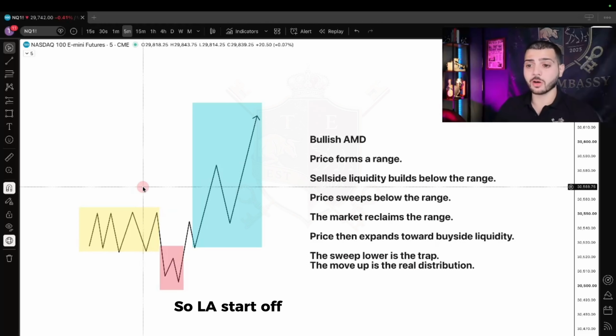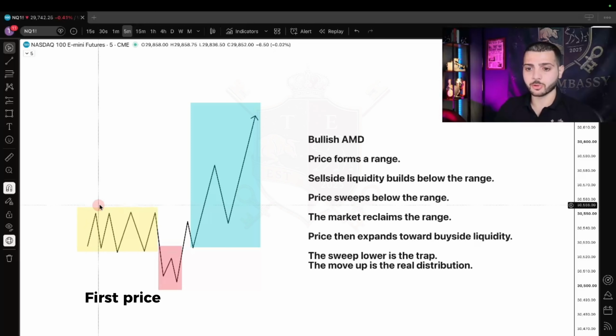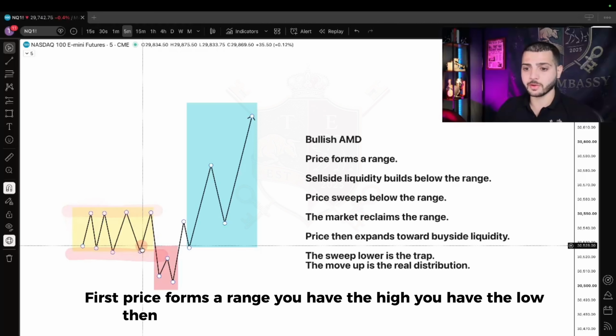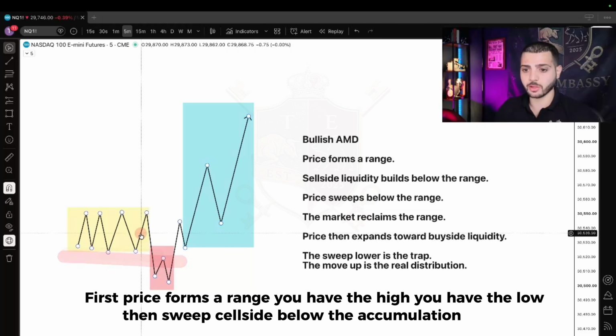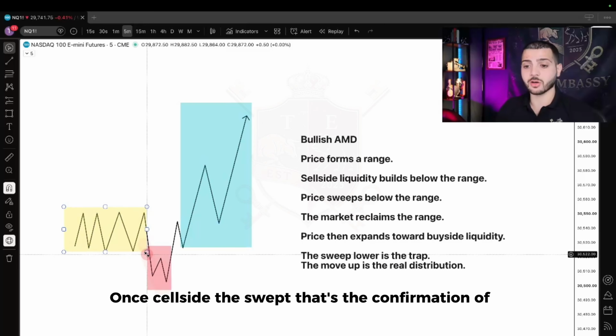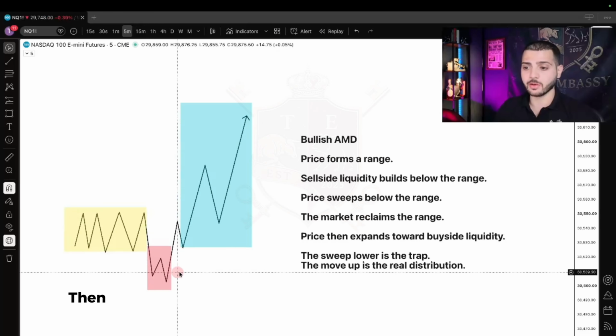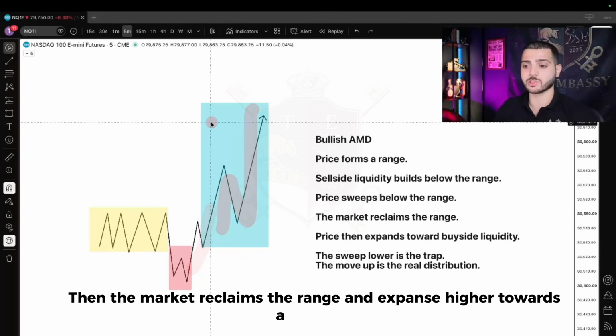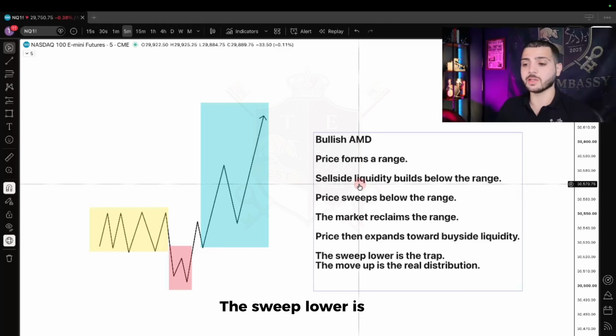So let's start off with a bullish example first. Price forms a range, you have the high, you have the low, then it sweeps sell side below the accumulation phase. Once sell side is swept, that's a confirmation of the manipulation. Then the market reclaims the range, then expands higher towards the real draw. The sweep lower is a trap. The move up is a real distribution.